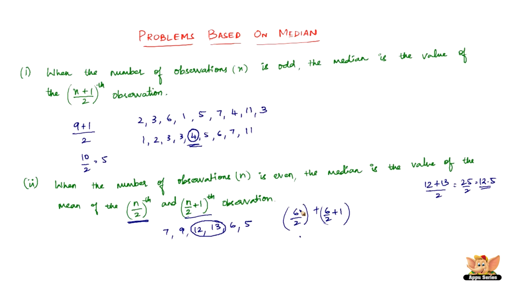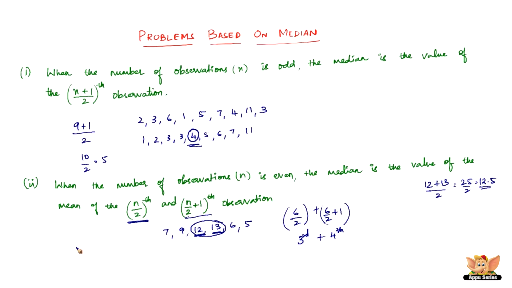So here 6 by 2 is third and 6 by 2 plus 1 is fourth. So the third and the fourth terms are 12 and 13 respectively. So the mean of 12 and 13 again is 12.5. So this is how you find the median if the number of observations n is even.